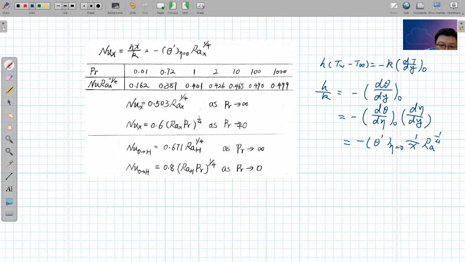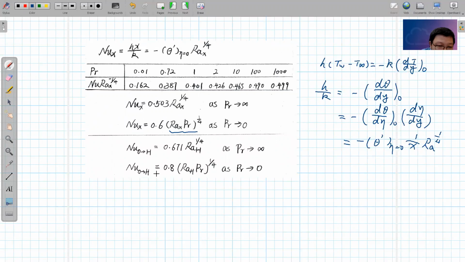And when the Prandtl number goes to another limit, goes to 0, Prandtl number almost 0, the local Nusselt number becomes 0.6 times the Rayleigh number times the Prandtl number to the power 1 over 4. This term here also agrees with the scaling analysis we did before for the case when the Prandtl number is small.